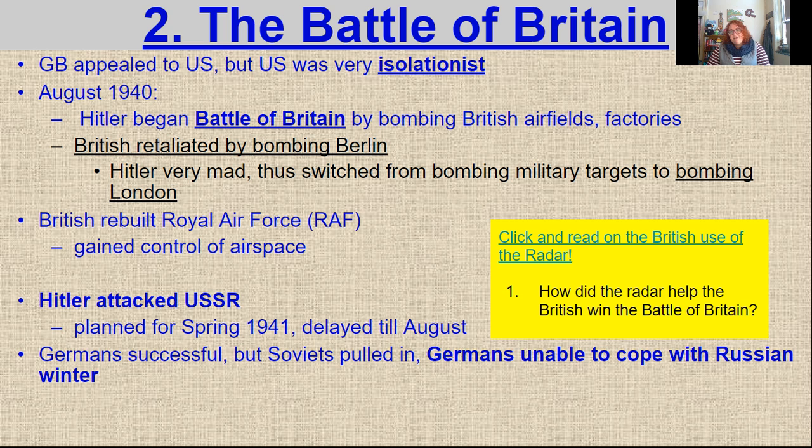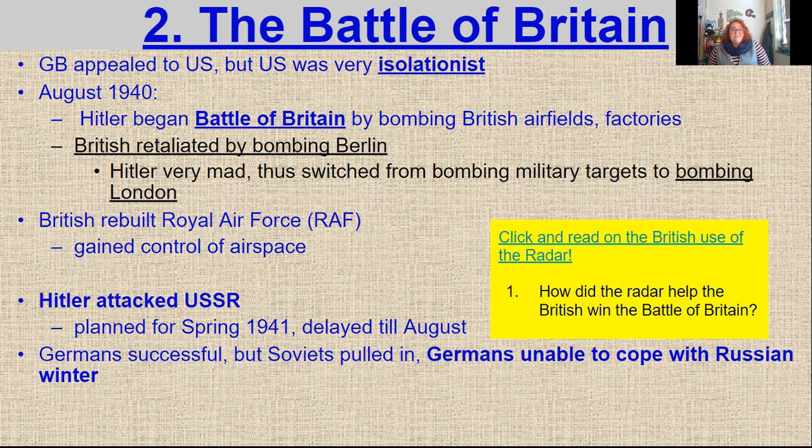So instead of being directly involved, what we decide to do is start sending supplies to Britain and France to help them without actually fighting with them. In August of 1940, that's when Hitler began bombing Great Britain. And he started by bombing the British airfields and factories.